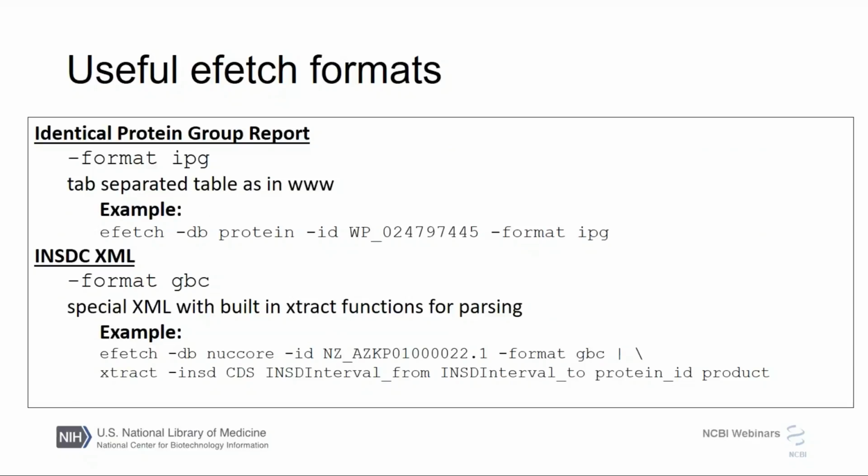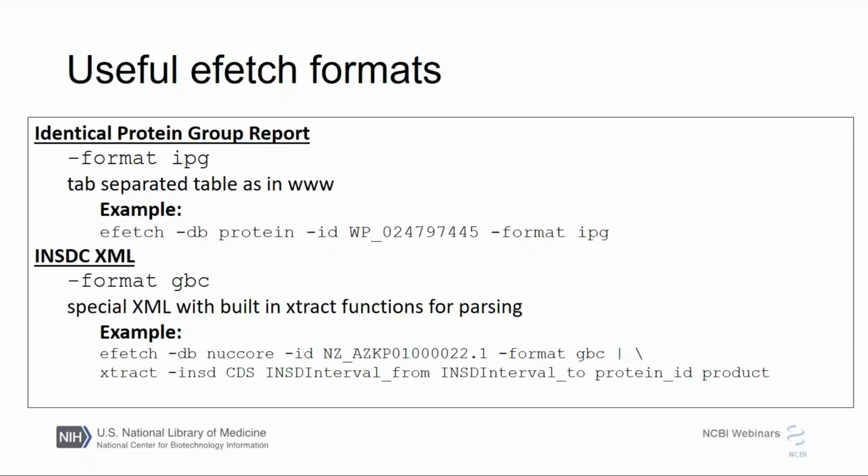The other thing that's going to be useful to us if we want to get the genomic context, once we know what sequence we're going to be looking at, is a particular kind of XML called GBC. It's a special XML format that has these wrappers or built-in extract functions that let you parse out features from the feature table.